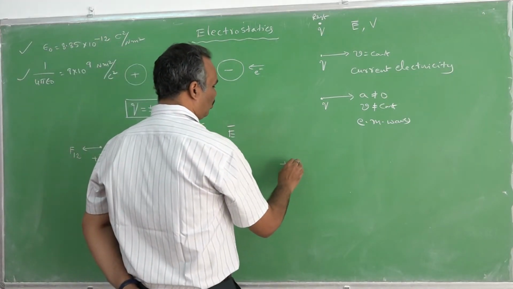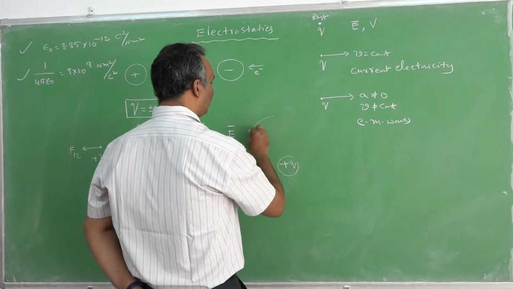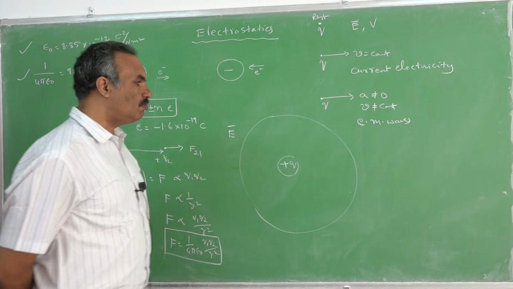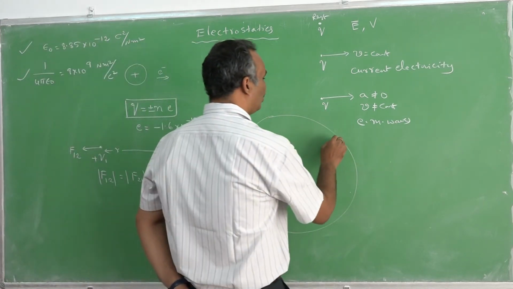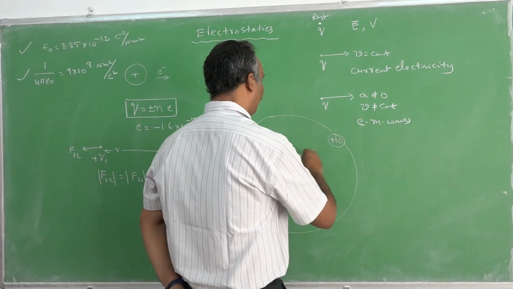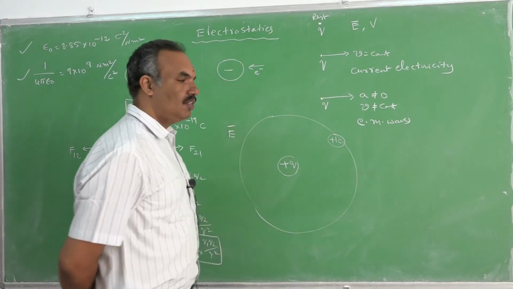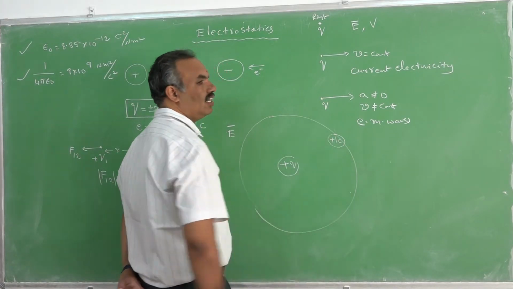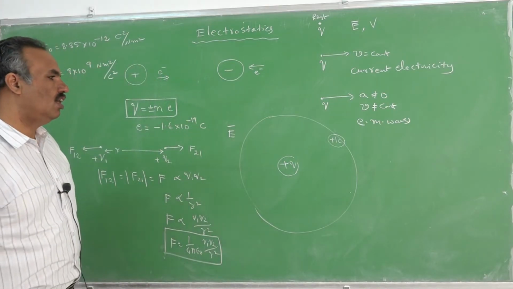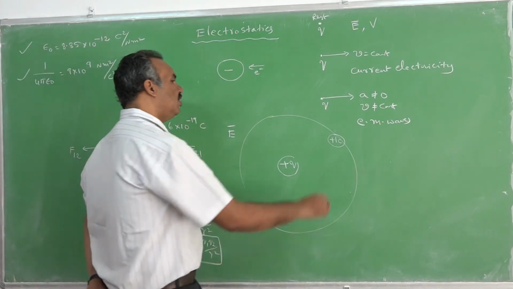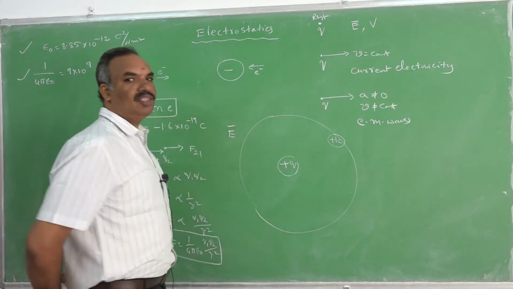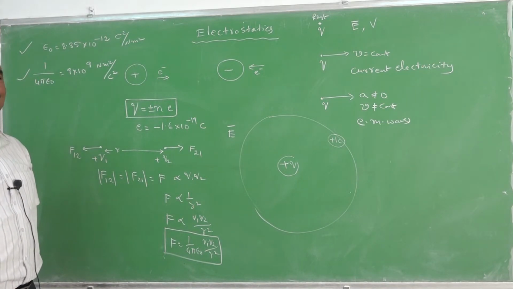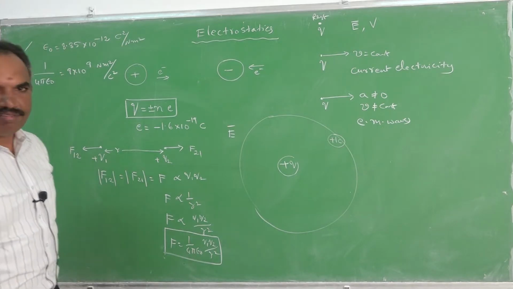Suppose here is a charge. There is some region of space around it up to which its influence is observed. That means if you keep a test charge here, 1 coulomb positive charge, it will be repelled by this positive charge. Suppose the given charge is a negative charge, it will attract the 1 coulomb positive charge. So the influence is observed up to some extent. The region of space around a given charge up to which its influence is observed is called electric field.